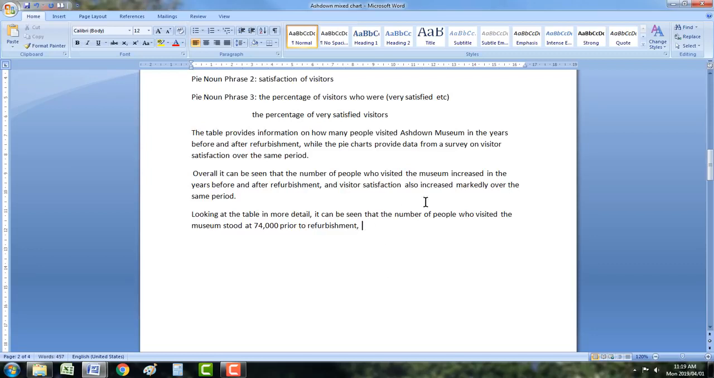And the reason that I like to use this structure, stood at, is because then we can say "and this number," which gives us a relative reference pronoun. And this figure and this number increased, rose, grew to 92,000 after, you could say after refurbishment or after it was refurbished. Great, then we're done with that.